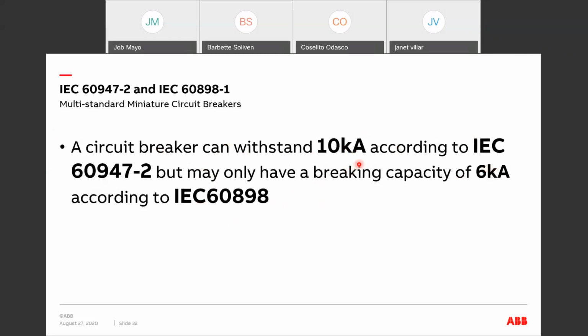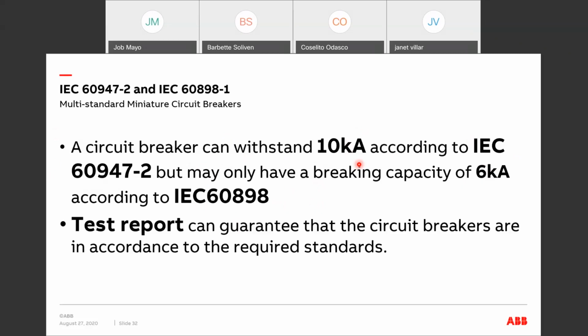a breaking capacity of 6 kiloamps according to IEC 60898-1. So when do we use the 10 kiloamp or the 6 kiloamp rating? You'd understand once we go forward with the next slide. But basically, it is ideal to get the test report, which guarantees that the circuit breakers are in accordance with the required standards.